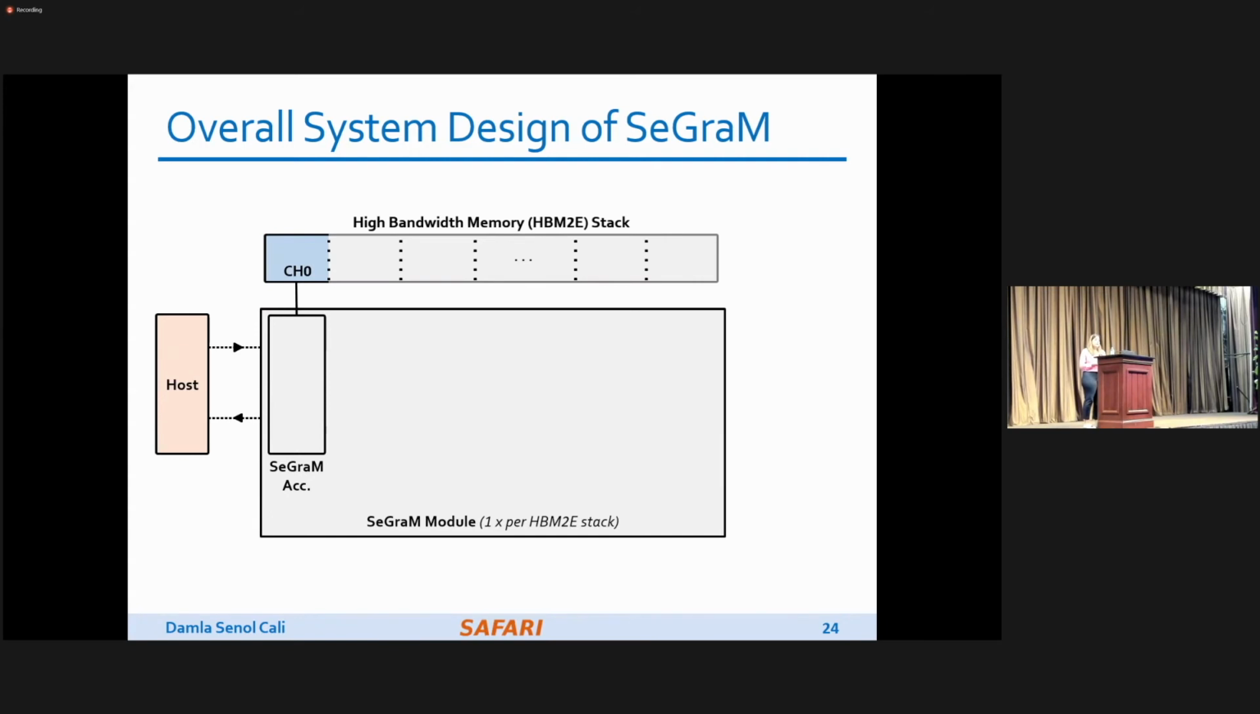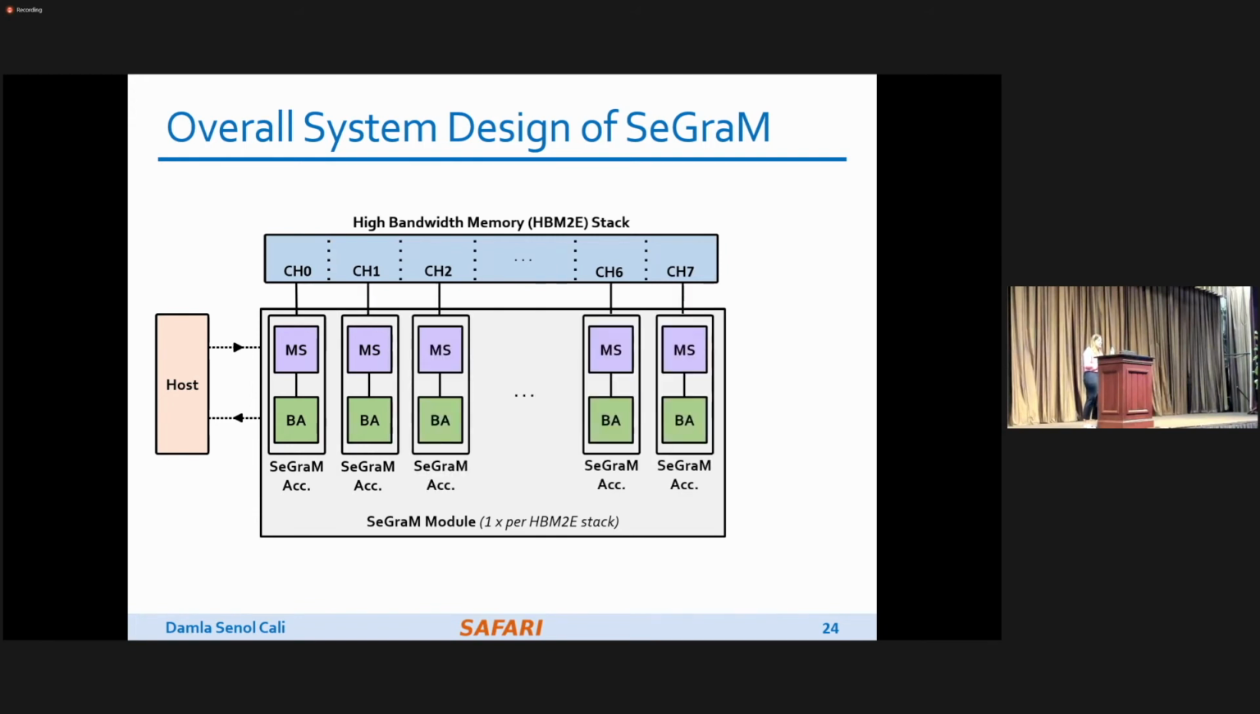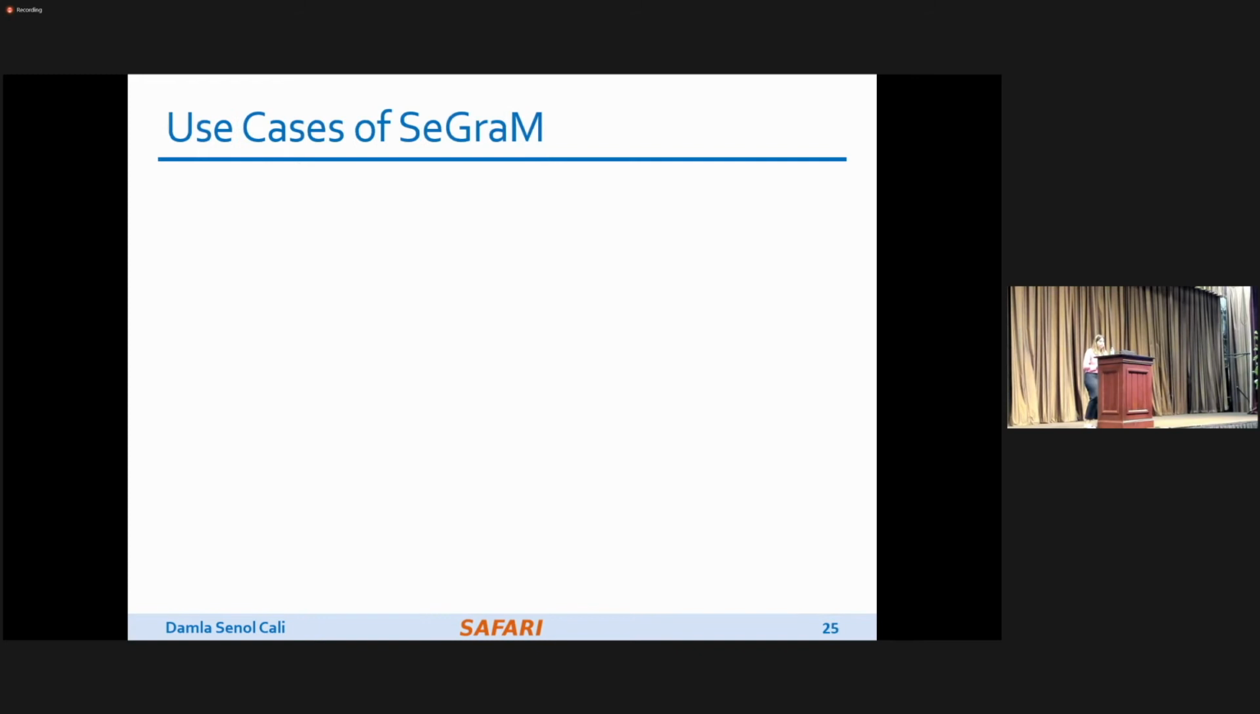Each SIGRAM accelerator is a combination of one MinSeed accelerator and one bit-align accelerator. Each HBM stack has 8 memory channels, connected to 8 SIGRAM accelerators, which define one SIGRAM module. Our hardware platform includes 4 off-chip HBM stacks. So we have 4 SIGRAM modules in total, so 32 SIGRAM accelerators in total. As a result of the flexibility and modularity of the SIGRAM framework, we can run each accelerator together or separately.